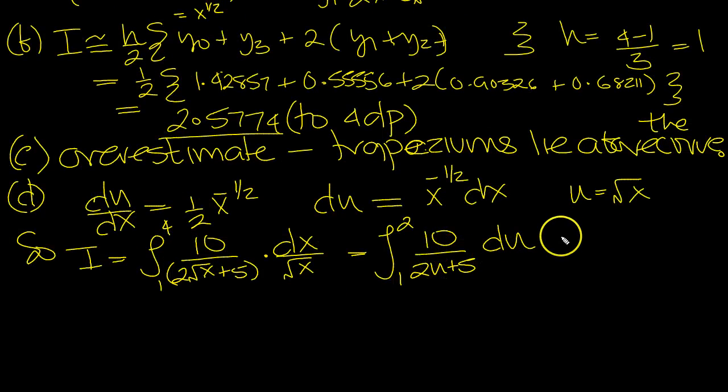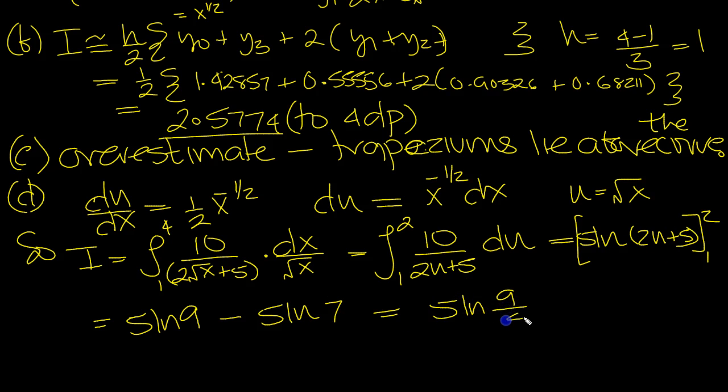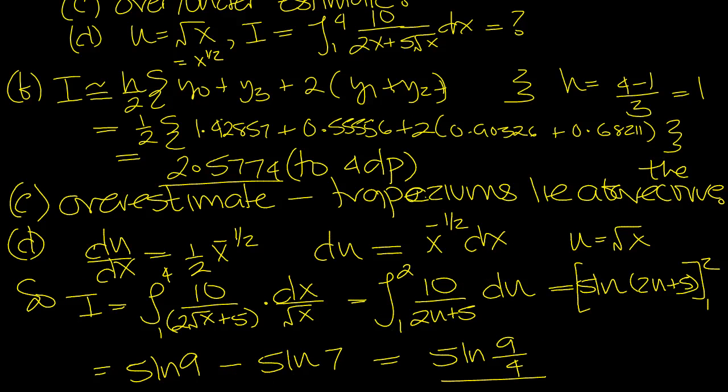So we've got the natural logarithm of 2u plus 5. Log of something goes to 1 over something multiplied by the something differentiated, which is 2. We've got 10. So we need a 5. So we get 5 ln, put 2 in, 9, minus 5 ln, put 1 in, 7. So it's going to be 5 ln 9 over 7. And that's the exact answer, isn't it? Which I think the question asks for.